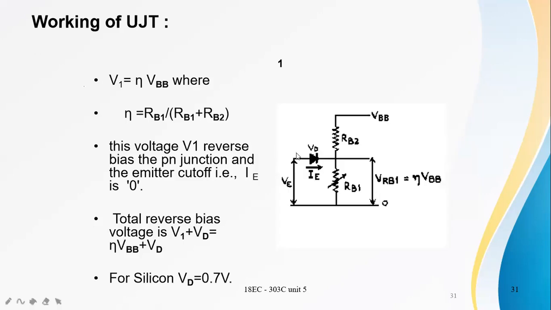When the emitter voltage is 0, there is a voltage between base 2 and base 1. So the voltage at this point is V1 equals eta into VBB. That is, the cathode is at eta VBB and the anode voltage is 0. It is in reverse bias, which means the emitter current is 0. The total reverse bias voltage is V1 plus the diode voltage, the cut-in voltage of the diode, 0.7 volts for silicon.